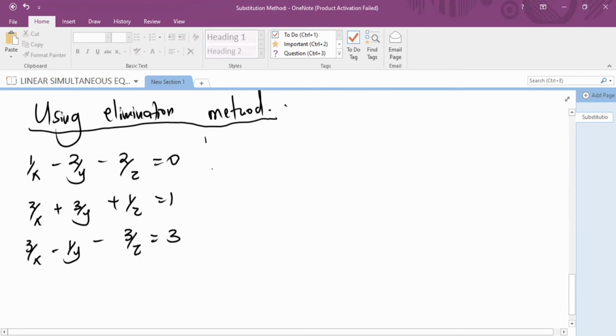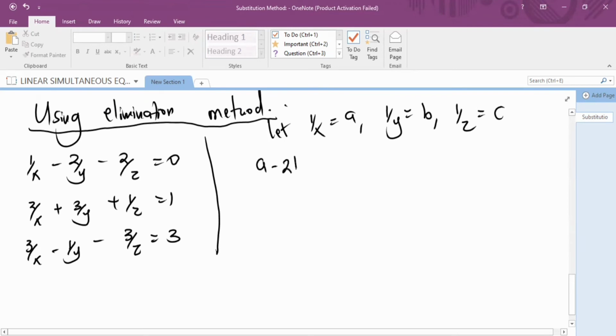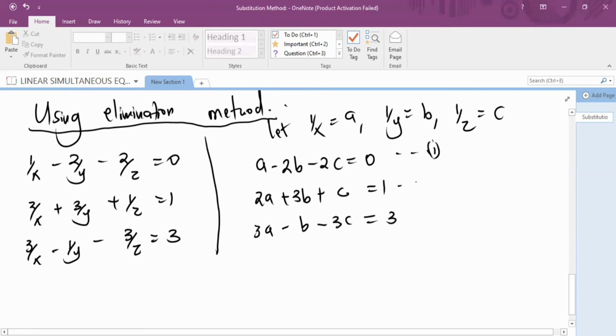So I said that if we let 1/x be equal to a, 1/y be equal to b, and 1/z be equal to c, then we will have our equations as a minus 2b minus 2c is equal to 0, 2a plus 3b plus c is equal to 1, and 3a minus b minus 3c is equal to 3. Call this equation number 1, call this equation number 2, call this equation number 3.